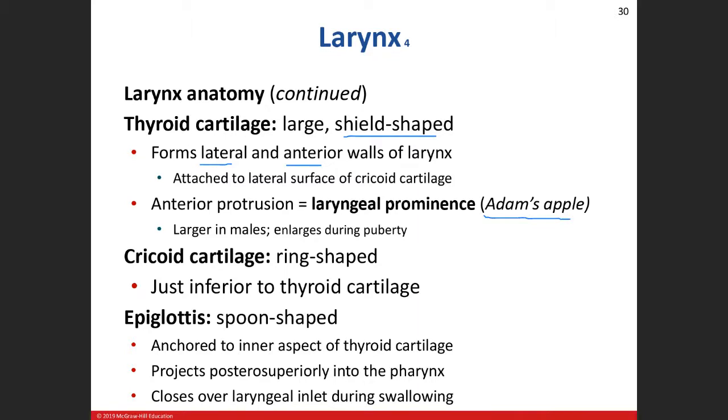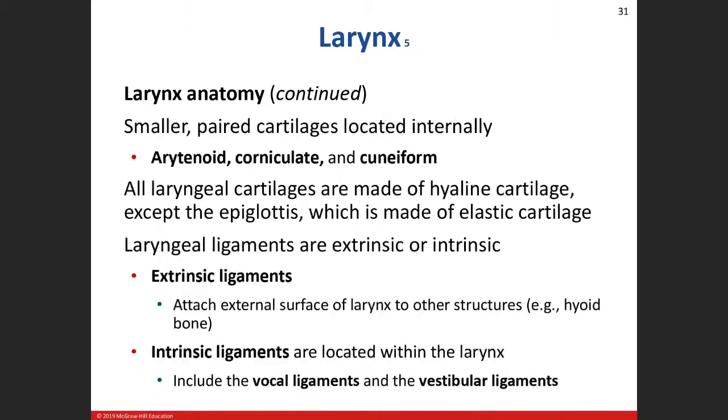Just below that is the cricoid cartilage. It is a ring-shaped cartilage. And then we have our epiglottis, which is described as a spoon-shaped structure. It's anchored to the thyroid cartilage here. Its job is to close the glottis or the laryngeal inlet and prevent the entrance of any type of food or liquid, especially when you're swallowing.